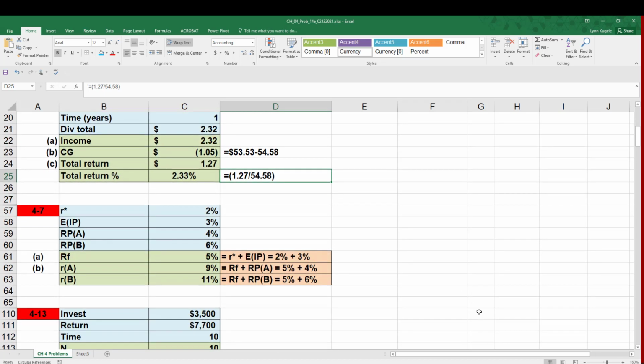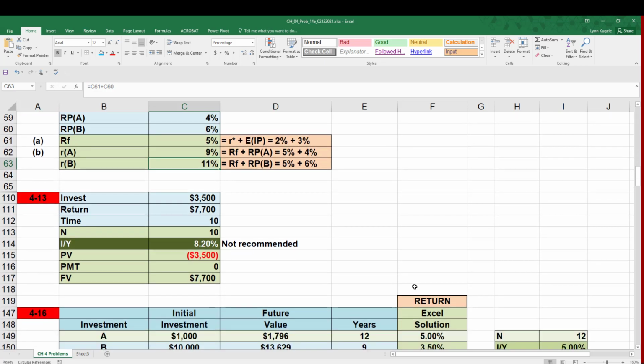Okay, number 7. Given a real rate of interest of 2%, an expected inflation premium of 3%, risk premium for investments A and B of 4% and 6% respectively, what's the risk-free rate of return? It's the real return, R asterisk, plus the inflation premium, 2 plus 3, 5%. What's the required return for investment A and B? It's the risk-free rate plus 4, and then the risk-free rate plus 6.